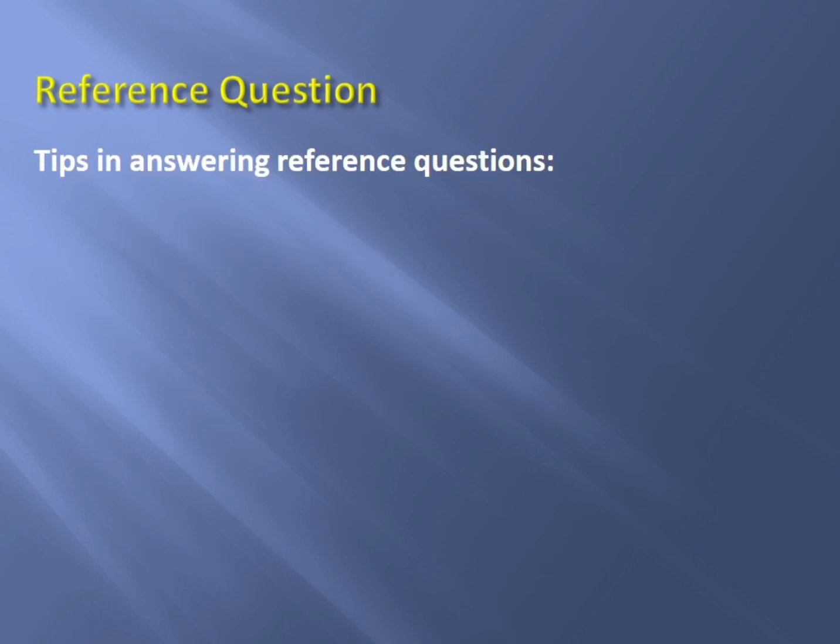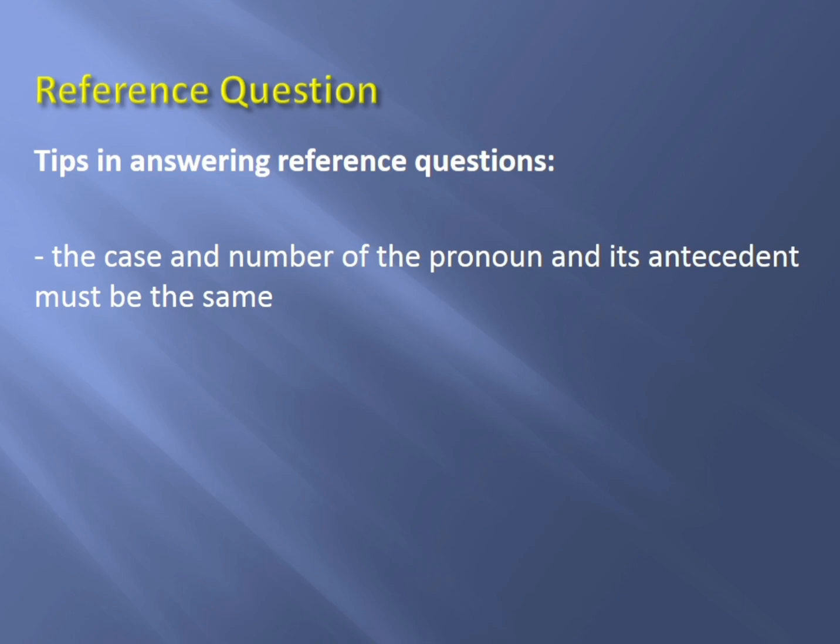Moving forward, let us now talk about the techniques or strategies that can help you make answering a reference question much easier. Starting off with, always bear in mind that the case and number of the pronoun and its antecedent must be the same. As you may have already learned in your grammar class, an antecedent is the noun or noun substitute that a pronoun refers to. Anyway, going back to strategy number 1, if the highlighted word is singular, ignore answer choices that are plural in number. In the same manner, if the highlighted word is plural, then you must not choose singular answer choices.